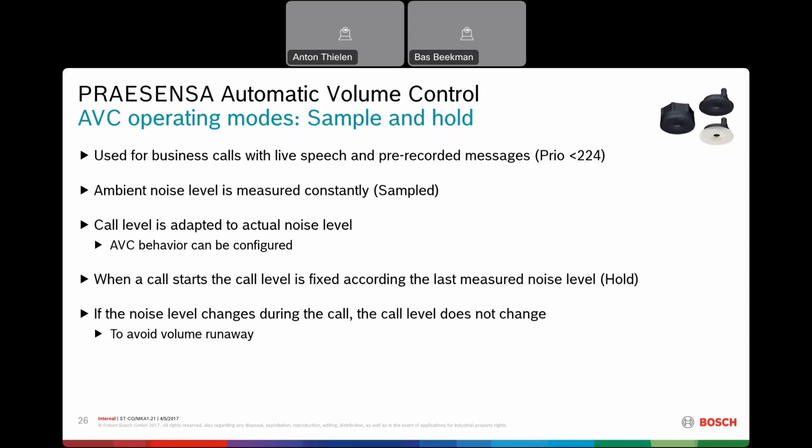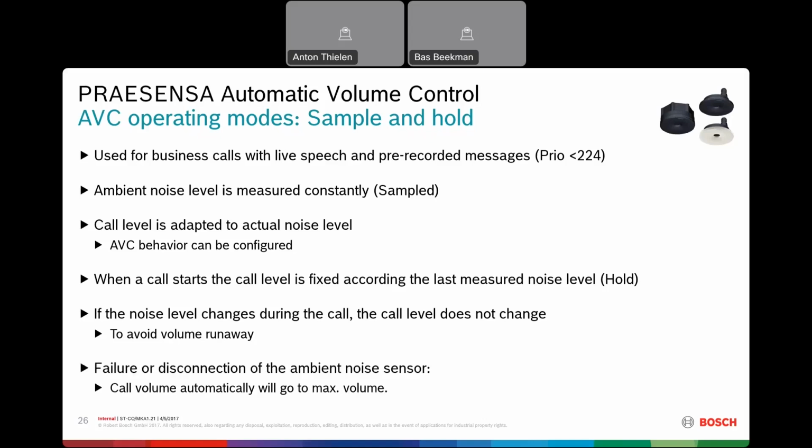And with that volume runaway, I mean that the system thinks, oh well, you now have a higher noise level, so I should less reduce my volume. So that's something which you want to avoid. Failure or disconnection of the ambient noise sensor, then the call volume will automatically go to the max volume. I mentioned that already before. So then this whole principle is ignored.